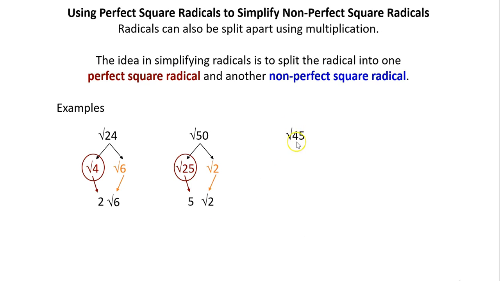Square root of 45. Again, I go through my list. Start small if you're not sure. Does 4 go into 45? No. You go to the next one. Does 9 go into 45? Yes, it does. Okay. There's my perfect square right there.